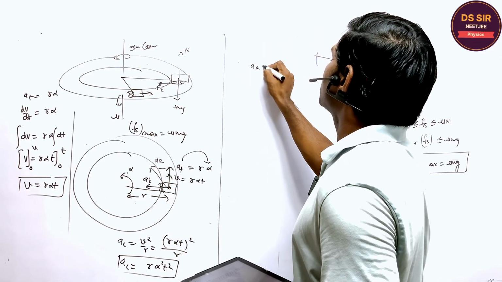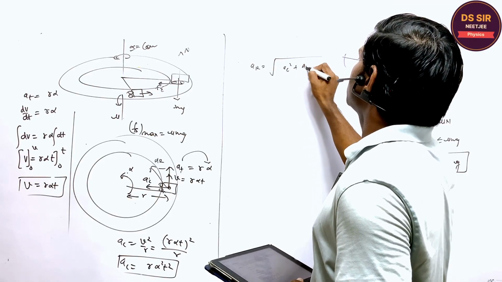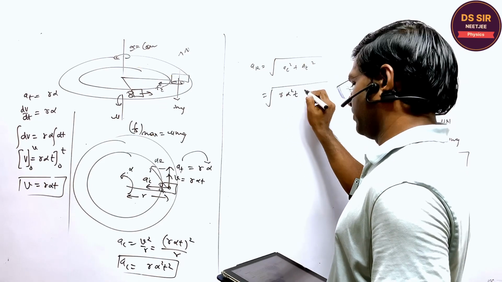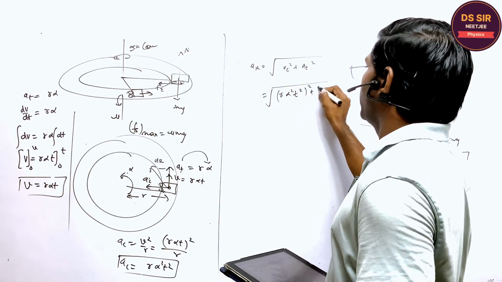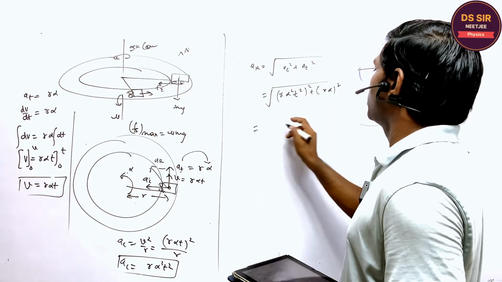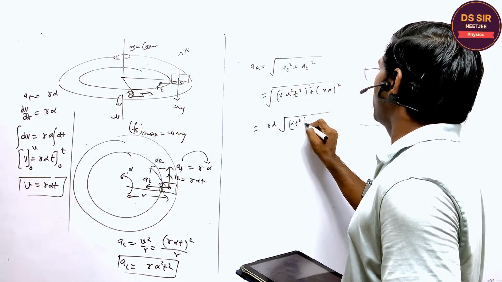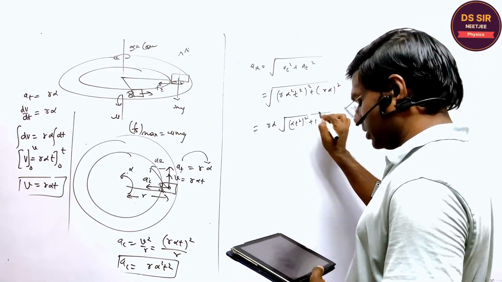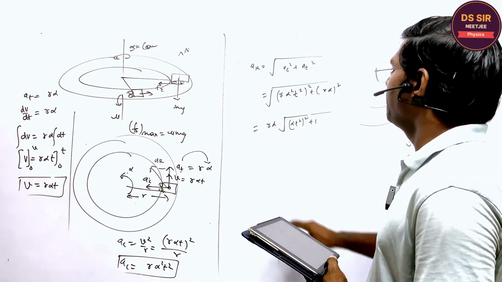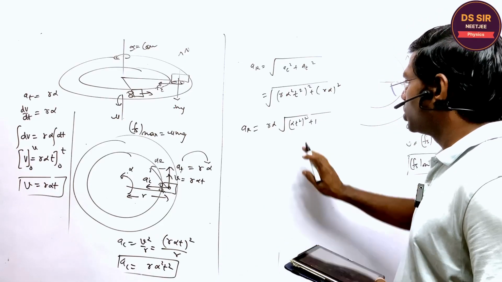The resultant acceleration will be root over AC square plus AT square. The AC is nothing but r square alpha square t square whole square, and the tangential acceleration is r into alpha whole square. So r alpha will come out from the integration: r alpha times root of alpha t square plus 1. Is it clear or not? That is the thing. This is the resultant acceleration. Listen to one thing.